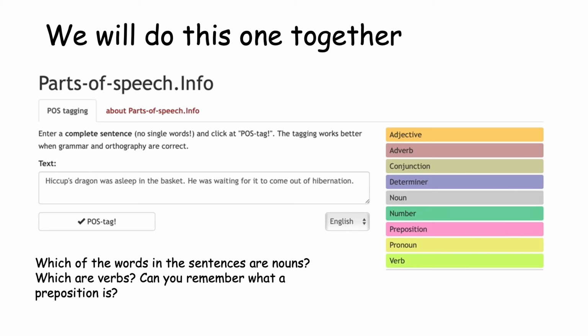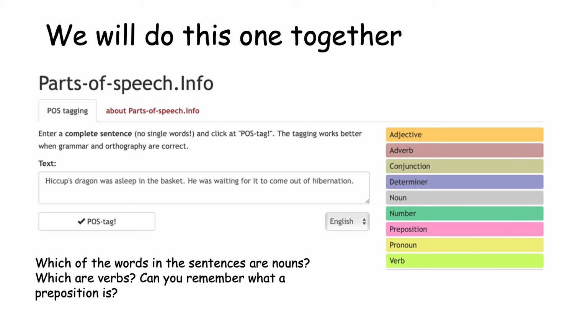Okay, so let's have a look at the nouns. Let's read the sentence through. Hiccup's dragon was asleep in the basket. He was waiting for it to come out of hibernation. So, any nouns? Yeah. Hiccup's dragon. And the basket is a noun. Hibernation is a noun. It's a thing, isn't it?